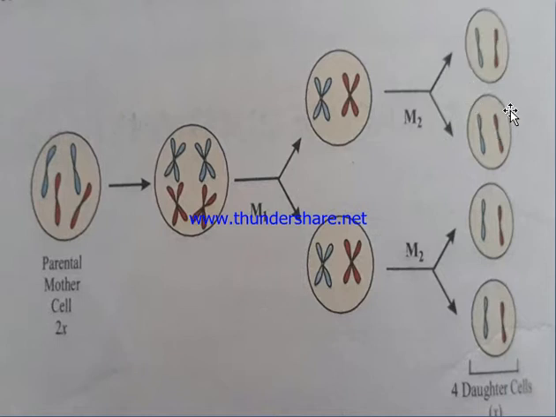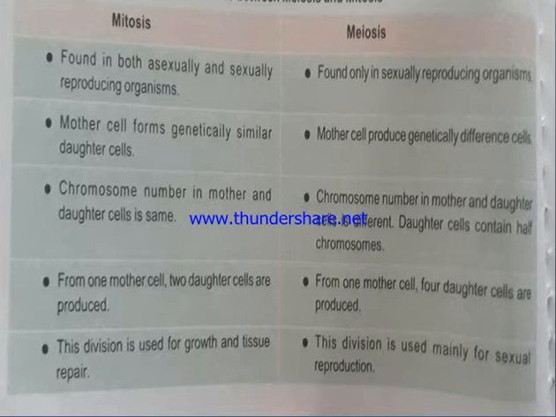Here, in meiosis two divisions take place, but in mitosis only one division takes place. So four daughter cells are formed. It is the sexual reproduction. This is the difference between mitosis and meiosis.